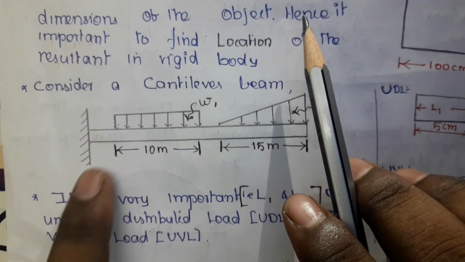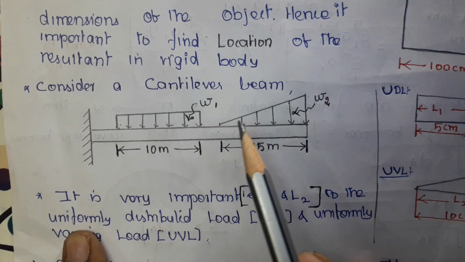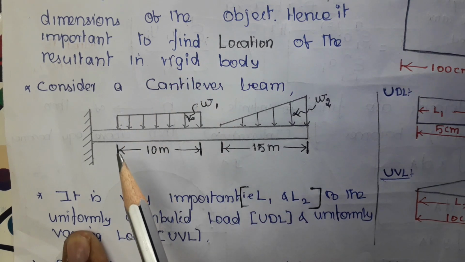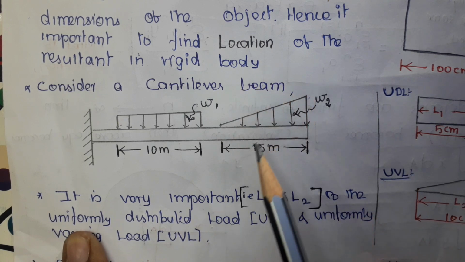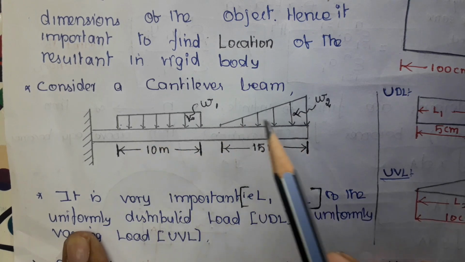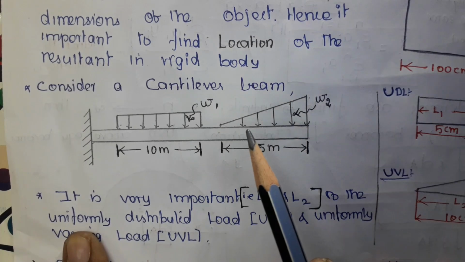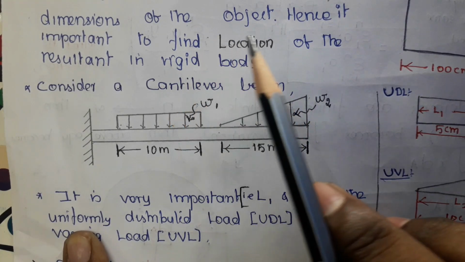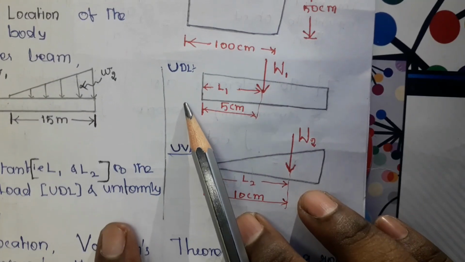I can explain it with the help of a cantilever beam. This is the best example of a rigid body, and in this cantilever beam there is a UDL acting over a span of 10 meters. There is a UVL acting over a span of 15 meters. So this is a perfect example of a rigid body. While solving this problem, the first step is to convert this UVL and UDL into point loads. So here we are going to do that.